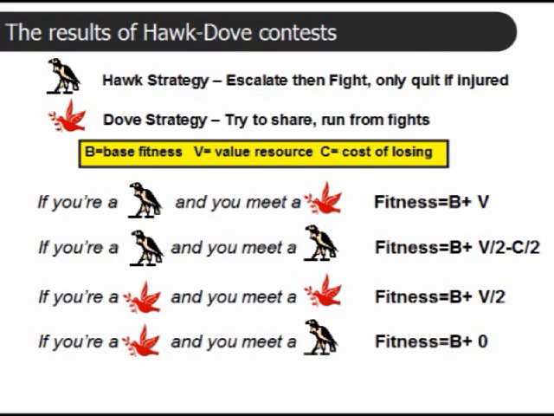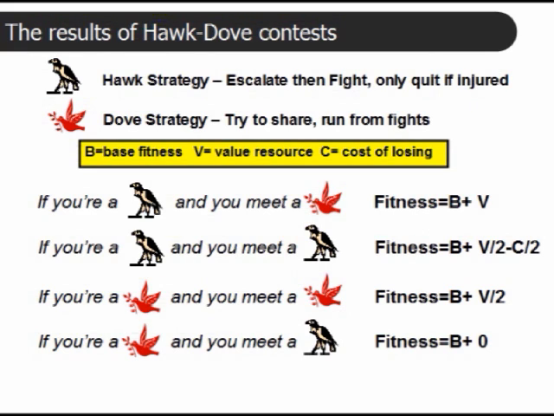What does a hawk do as its basic strategy? Well, the hawk is a fighter, and he'll escalate after a bit of a show into a fight, and he's only going to quit that fight if he's injured. The dove will try it on a bit, do a bit of display, try to share with the other individual that he's in a contest with, but as soon as it's really getting into a fight, he'll run from the fight. So those are the two basic strategies.